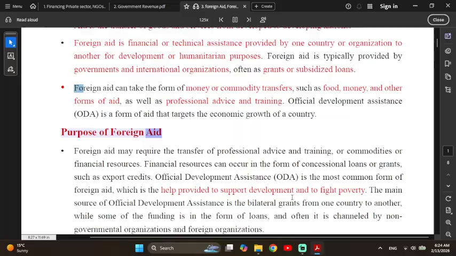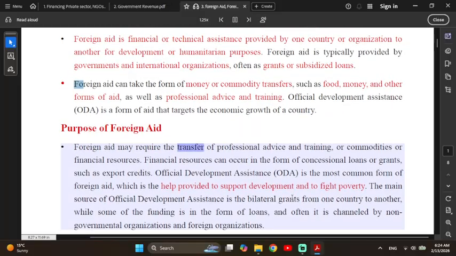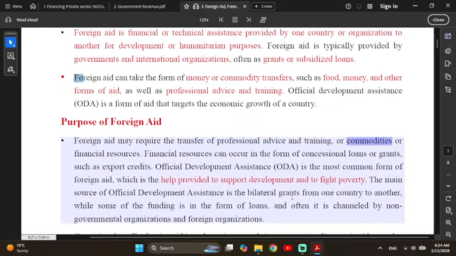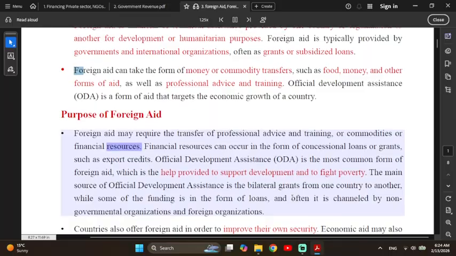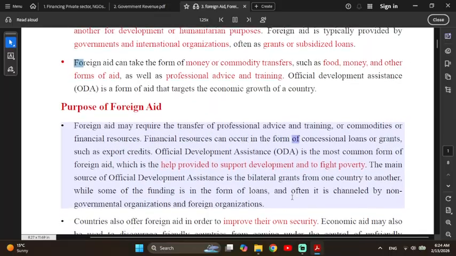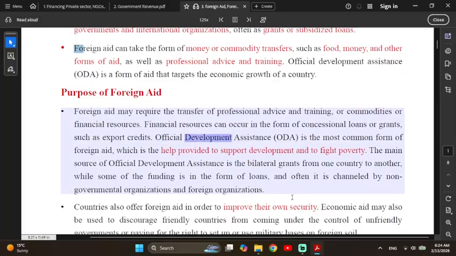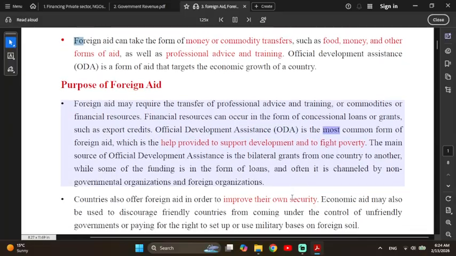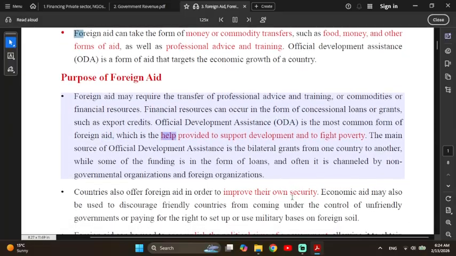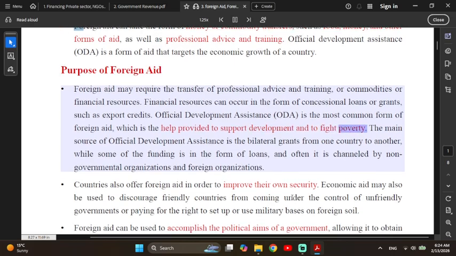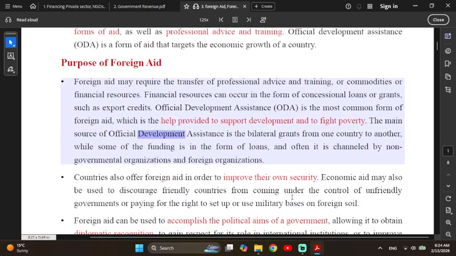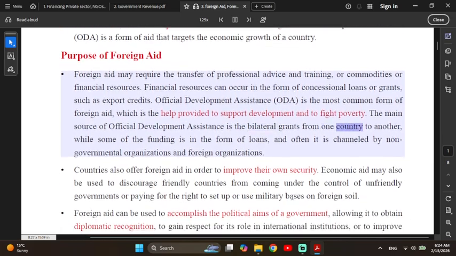Purpose of foreign aid. Foreign aid may require the transfer of professional advice and training, or commodities, or financial resources. Financial resources can occur in the form of concessional loans or grants, such as export credits. Official development assistance, ODA, is the most common form of foreign aid, which is the help provided to support development and to fight poverty.